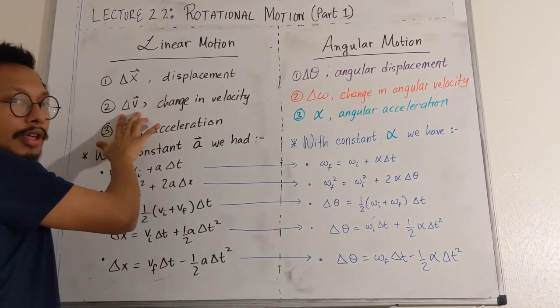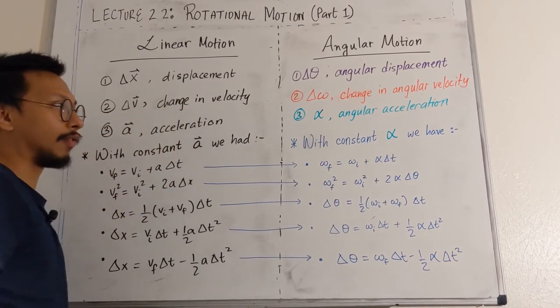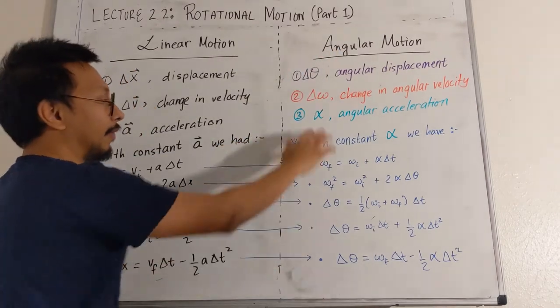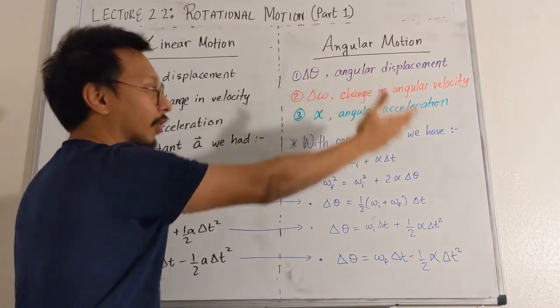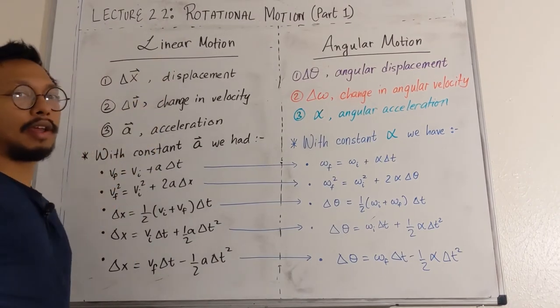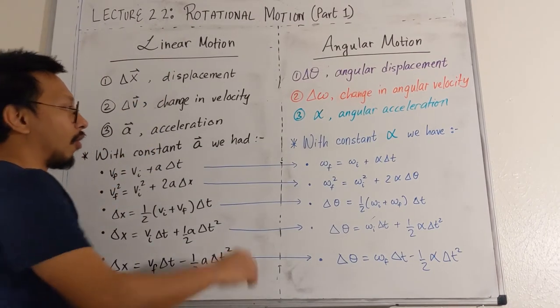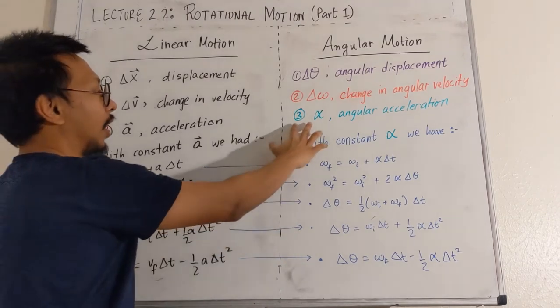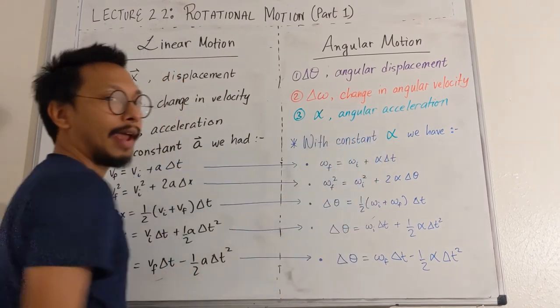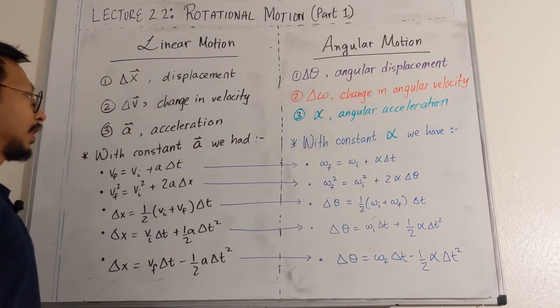In linear motion, we also had delta v, which is the change in velocity, while in angular motion, we now have change in angular velocity, delta omega. And in linear motion, a denoted acceleration, while in angular motion, alpha denotes angular acceleration.